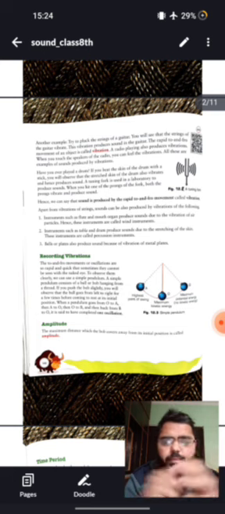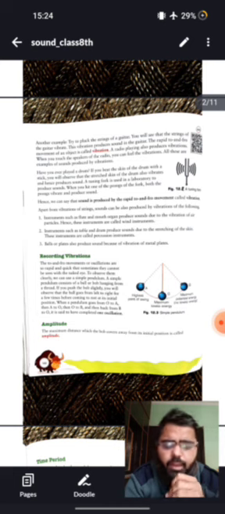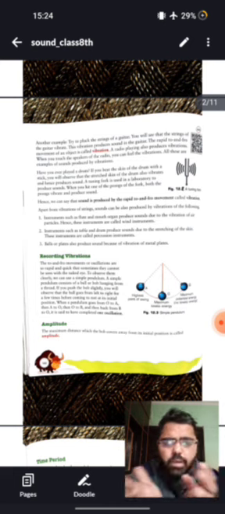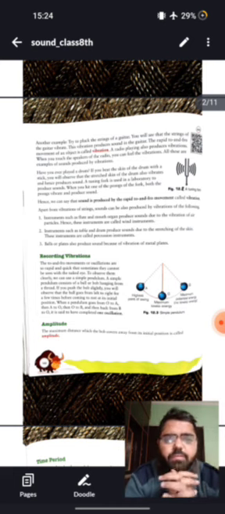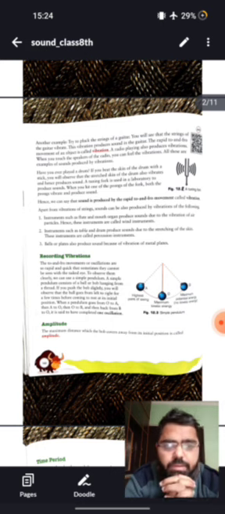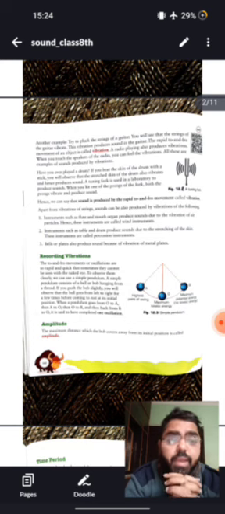At the extreme position, the body has only potential energy, and at the resting position, the body has only kinetic energy. In the book diagram, A and B are the extreme positions, and D is the resting position. So at A and B the body has only potential energy, and at D it has only kinetic energy. Now there are several terms associated with the motion of oscillation.